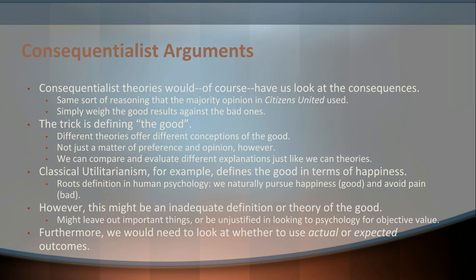And in general, consequentialist theories, they look at consequences. They use the same kind of reasoning that the majority opinion in Citizens United used. So here, rather than looking at moral principles or saying that, we should be more honest or whatever else, consequentialist theories are going to look at the results of whatever action it is that we as citizens are trying to evaluate. So if we're trying to judge the moral status of the court decision Citizens United, then consequentialist theories would have us weigh the results of that sort of decision.